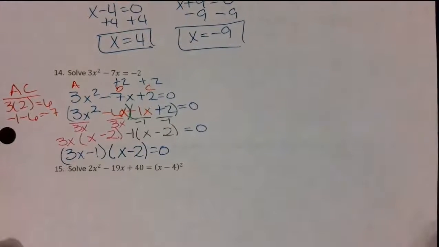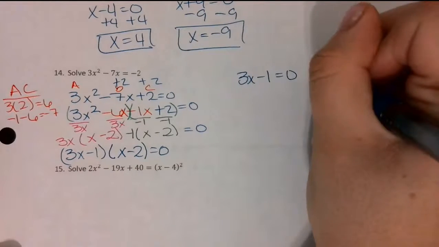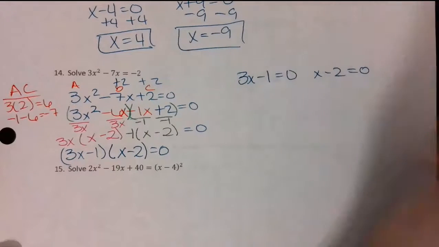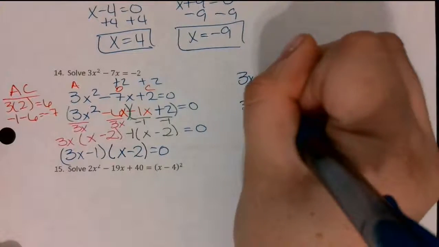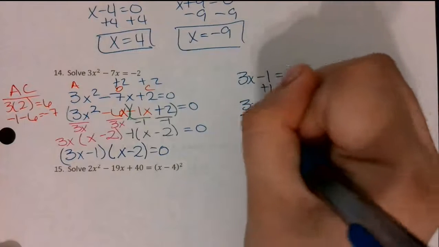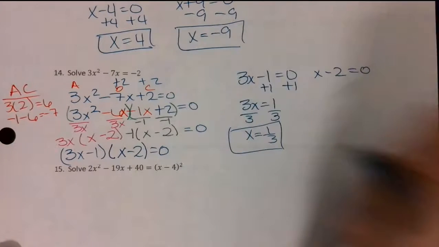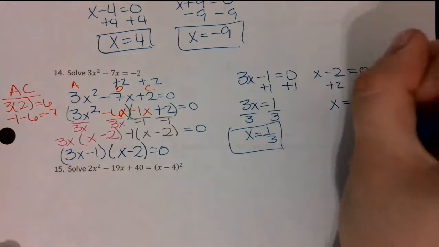I'm going to go solve those individually over here. I have 3x minus 1 and x minus 2 equals 0. On the first one, I add 1 to both sides. I have 3x equals 1. Divide both sides by 3. x equals 1/3. Over here, I add 2 to both sides. I get x equals 2.